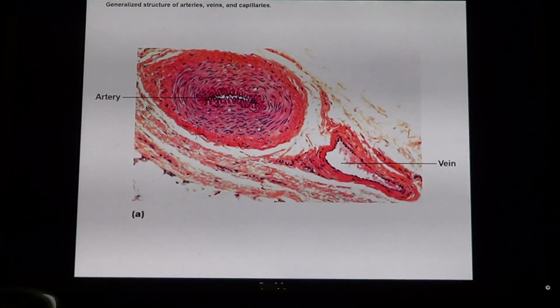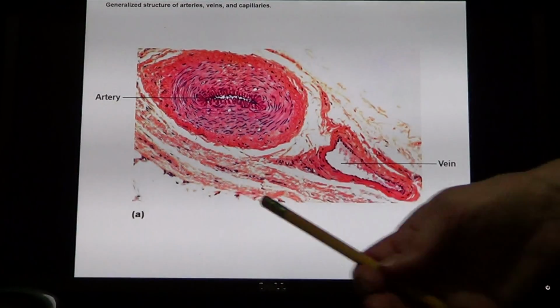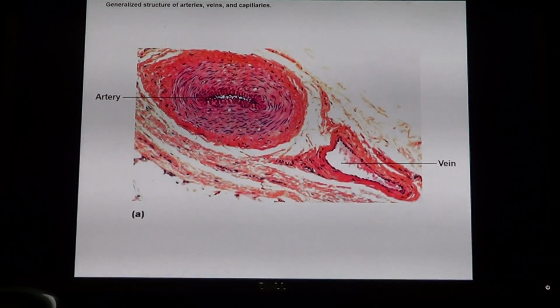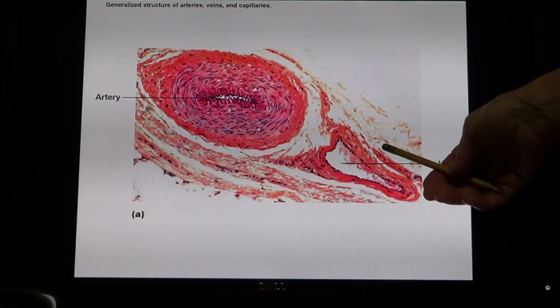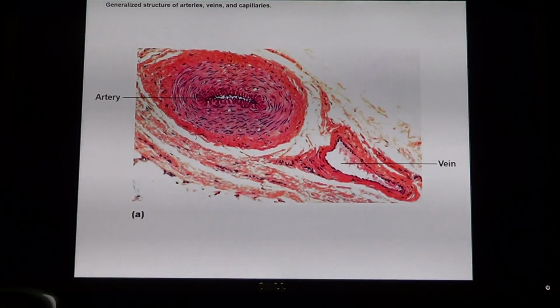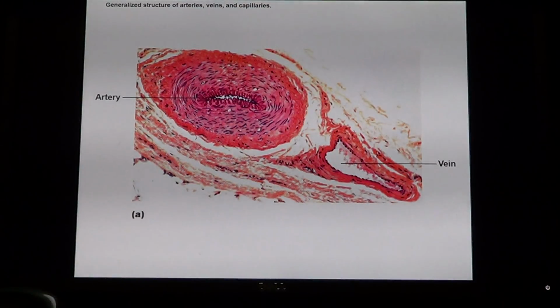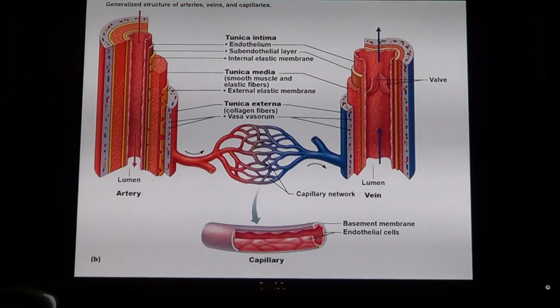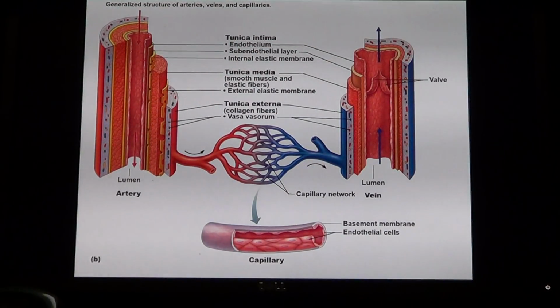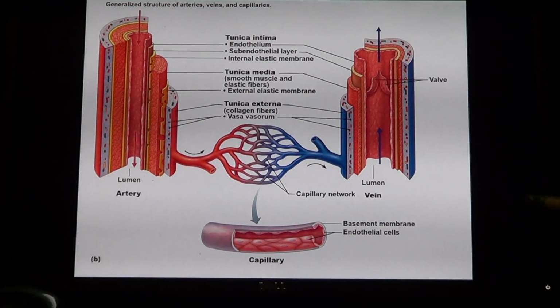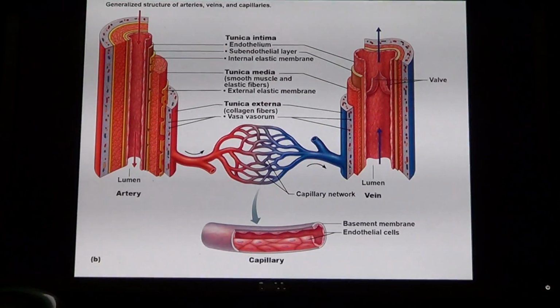Veins don't have this because they don't stretch out, they serve as simple passage tubes which work off, like we discussed, skeletal muscle contraction. So this is how the veins and arteries join in through the capillary network.